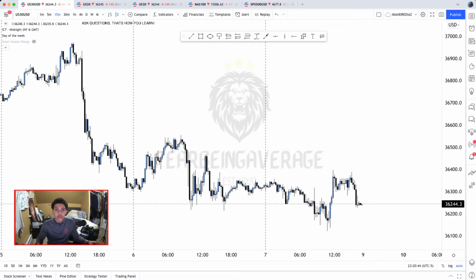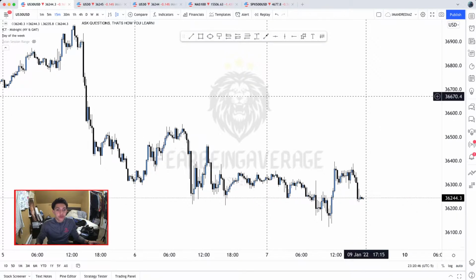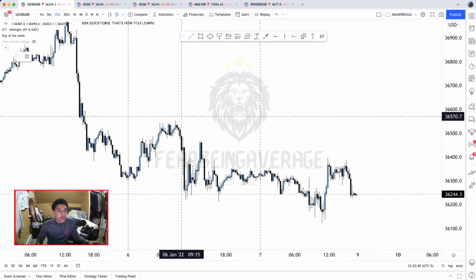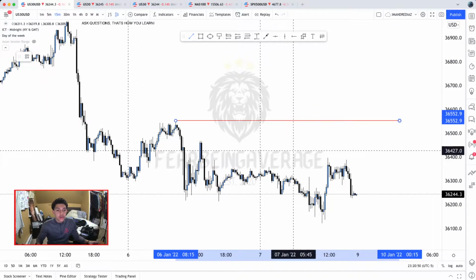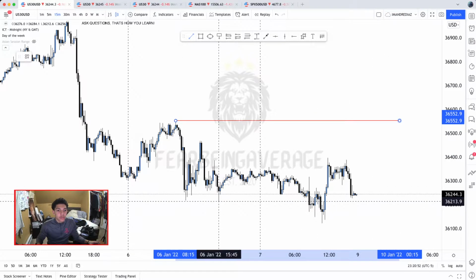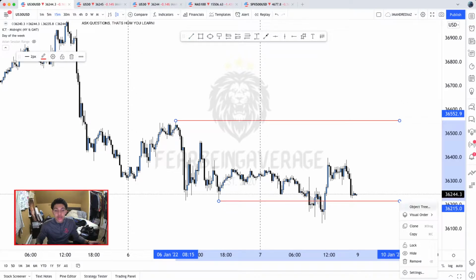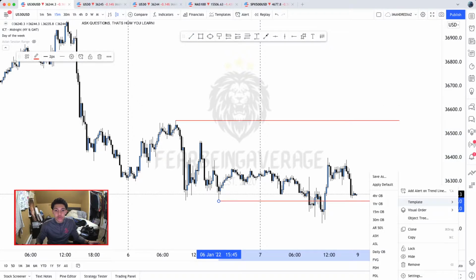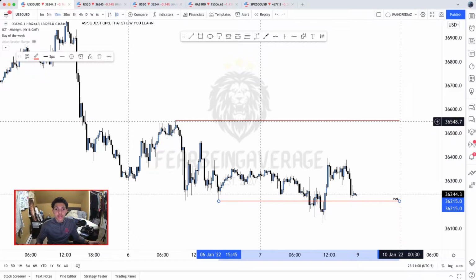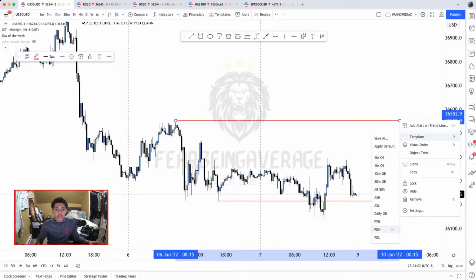First things first, we're going to start off on the 15-minute time frame, and I'm going to mark up the previous day's high, and then I'm going to mark up the previous day's low. Also keep in mind that today was also NFP, so that's going to play a part in how I explain what was overall going on today. So here's the previous day's low, here's the previous day's high.